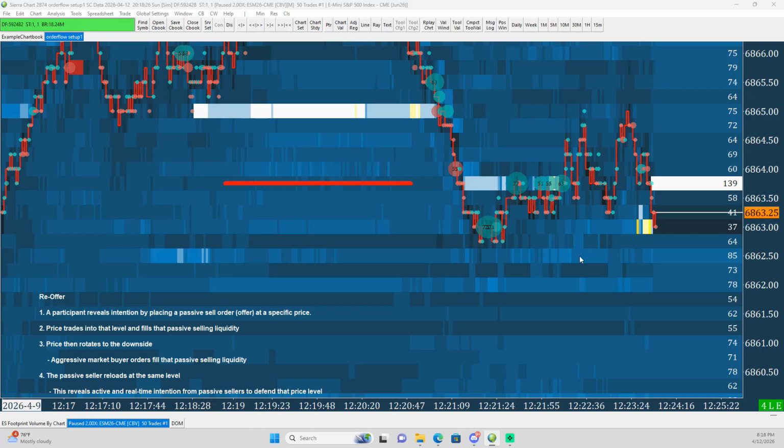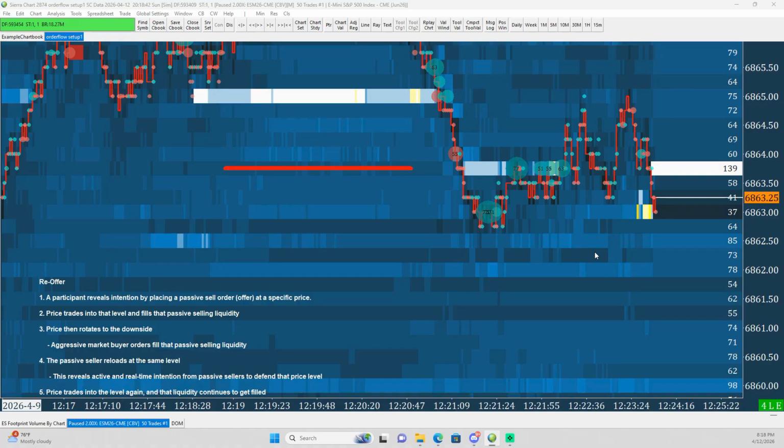So just stay flexible. As you guys interact with the re-offer setup more and these playbook setups, you will see the variations. You'll be able to interpret it and read it better as you engage with these setups. So just a quick note there.